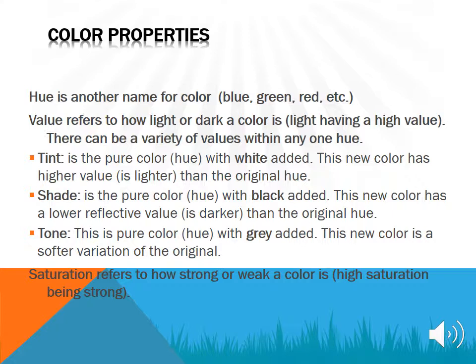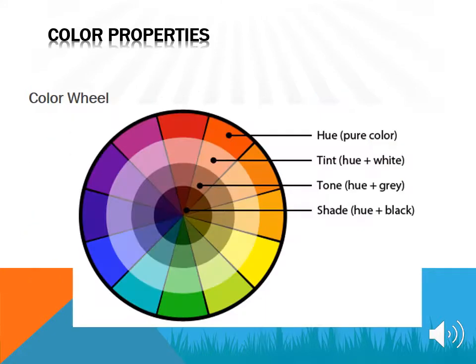And there's another term related to color, which is saturation. Saturation refers to how strong or weak a color is. High saturation means it is strong. In this color wheel, we can see how each type of color looks like.